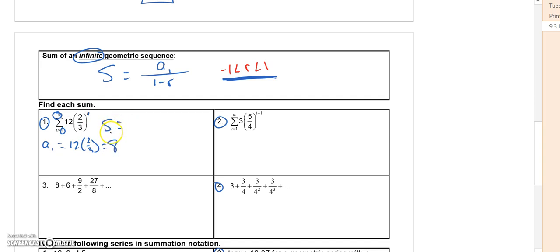So the sum, you can do this also. The sum of the first infinity terms, although it's not necessary, is going to be 8 over, and then my r value is 2/3, so 1 minus 2/3, which is really 1/3. I don't even need a calculator on this one. 8 divided by 1/3, which is 8 times 3, which is 24.